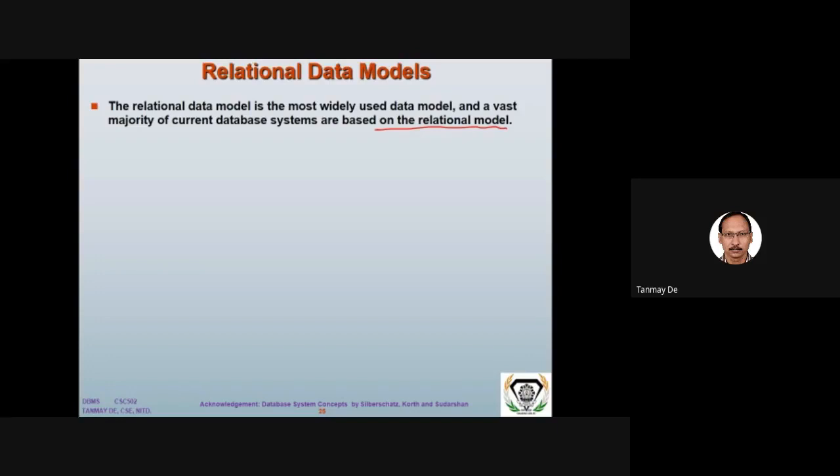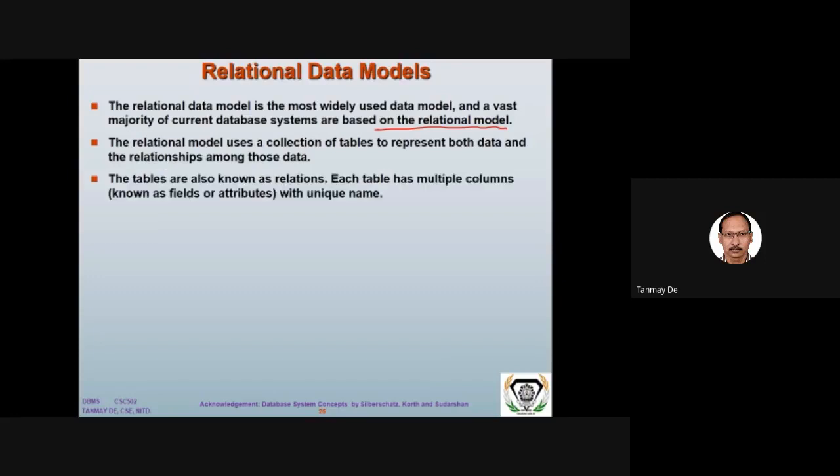And how does the relational data model represent data? The relational data model represents data and also the relationships among the data by using tables. That is, in this model, the data as well as the relationships among the data are represented by tables. This model is basically a collection of tables.